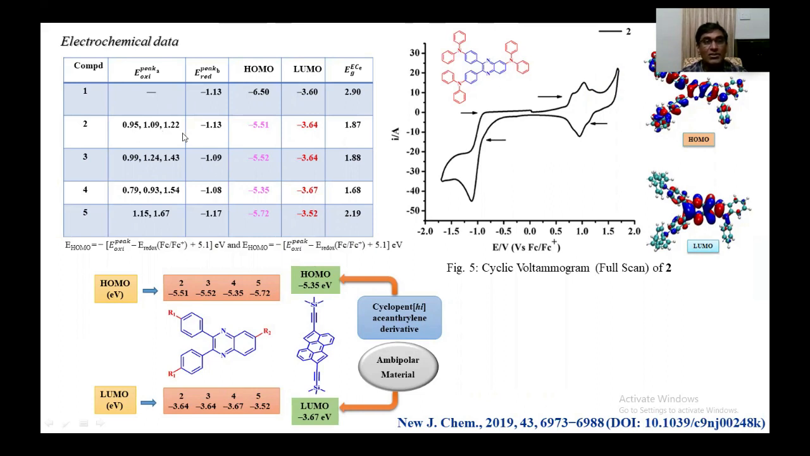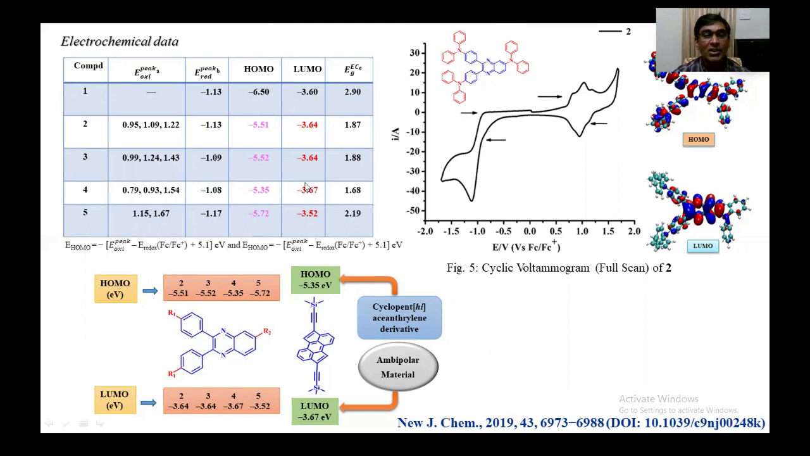And the single reduction peak is constant in all these derivatives. Using the first oxidation and reduction values and this formula, we calculated the HOMO and LUMO values. Comparing these HOMO and LUMO values with reported, widely used ambipolar materials, we conclude that these molecules are ambipolar materials with a good electrochemical band gap.